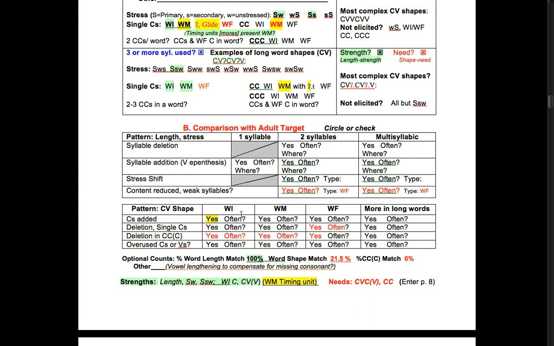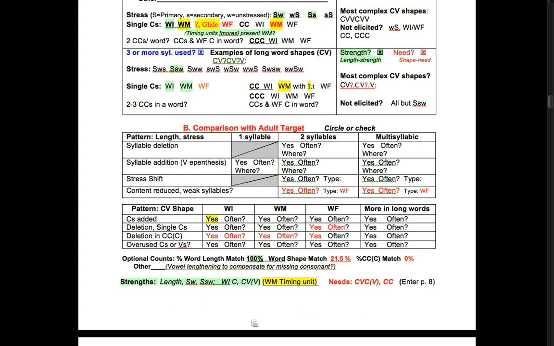Now, the optional counts at the bottom, you will calculate the percentage of matches for word length and word shape. Word length is the number of syllables. So long as the number of syllables match, it counts as correct, even if the shape of the syllable is wrong. For example, even if a consonant was deleted, it is still counted as correct because it has the same number of syllables. And word shape is the CV sequences within the syllables. The type of consonant doesn't matter as long as there is still a consonant or vowel in the respective position. What would count as a mismatch in CV sequence would be a cluster reduction.